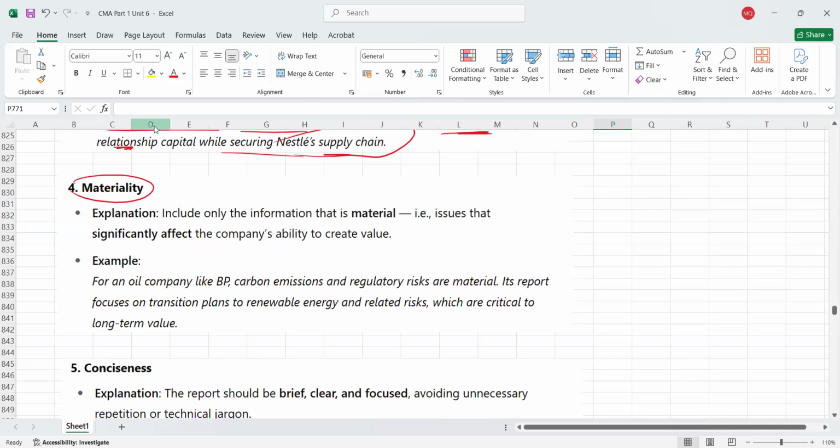This section explains include only information that is material. Material means important information. You have to think, guys, what is important, what to include. I have already explained this. For example, for an oil company like BP, carbon emissions and regulatory risks are material, so you should include this in the report.